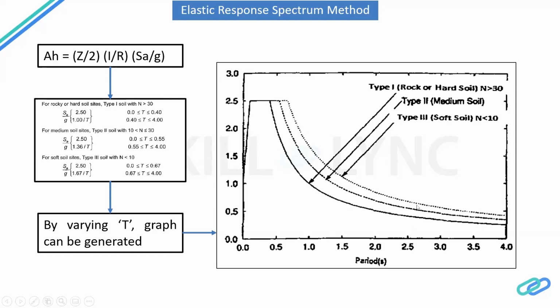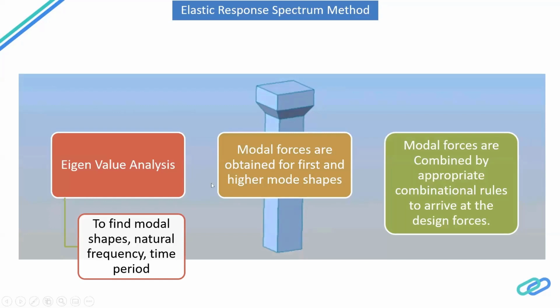This graph we can input as a response spectrum in any software, and we can perform a response spectrum analysis. I'll show what the software does in the next slide. It will do an eigenvalue analysis to find the mode shapes, natural frequency and time period. It finds all the mode shapes, like lateral sway, longitudinal sway or torsional twist.